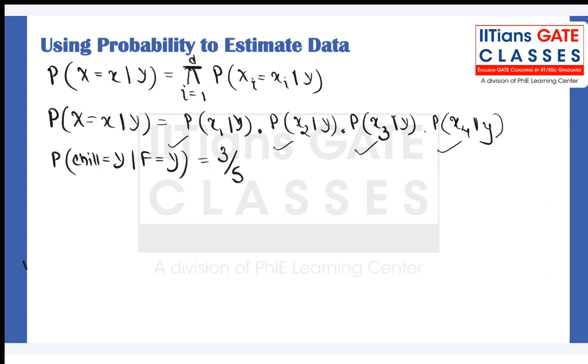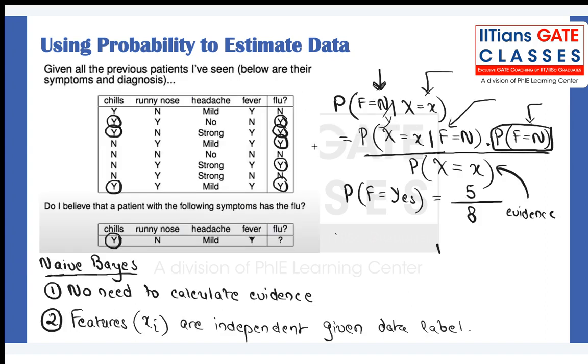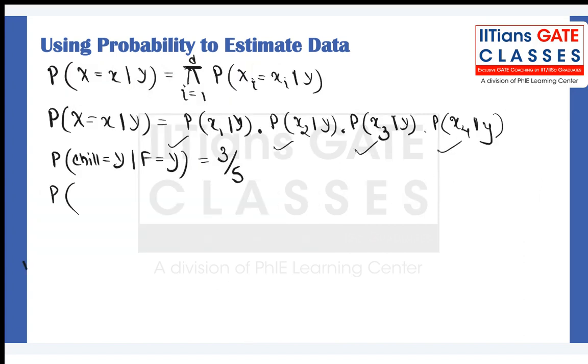First, the assumption. Then, how do you calculate for each individual feature? Is it fine? Yes. So now, let's say the second feature x2 denotes runny nose. The person does not have runny nose. So what is the probability that x2 is no given the person has flu? Can you look at the data set and tell me the answer?